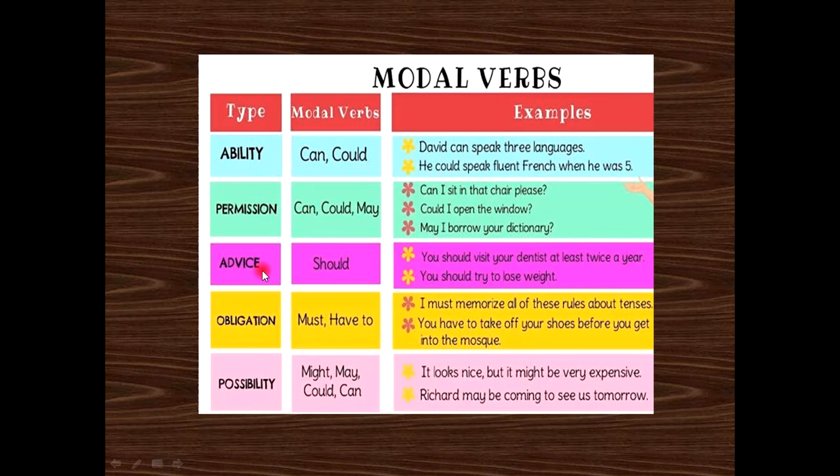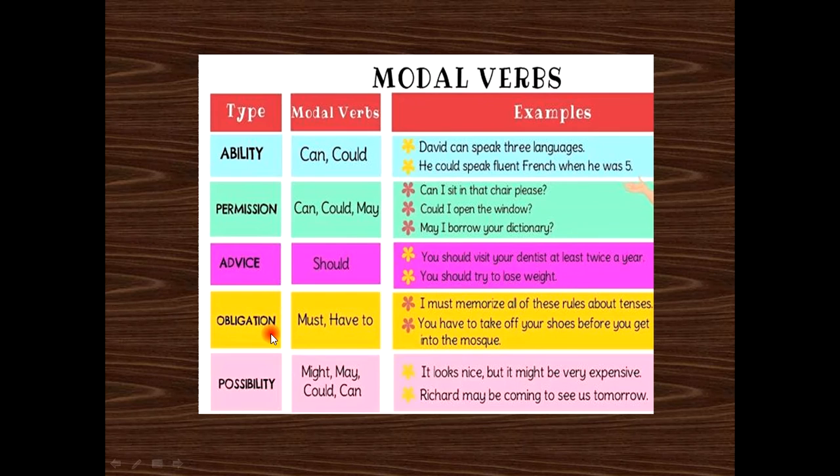Now the third is advice. We use should for advice. The sentence would be, you should try to lose weight. We are telling a friend who is very overweight to lose weight. So we are suggesting, we are advising them. So we can use should over here.